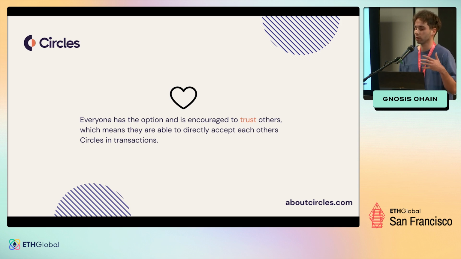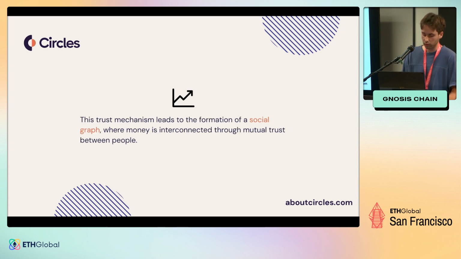When you trust someone, they will be able to receive your personal token, and if they trust you, you will be able to receive their personal token. All of these trust relations create a social graph that includes direct trust, for example, me trusting you, but also indirect trust, me trusting you and you trusting someone else. So I will be able to send tokens to this person because we have a trust path between me and them.